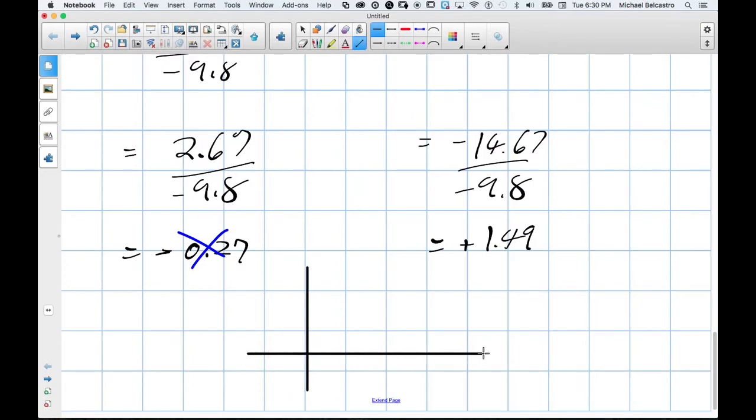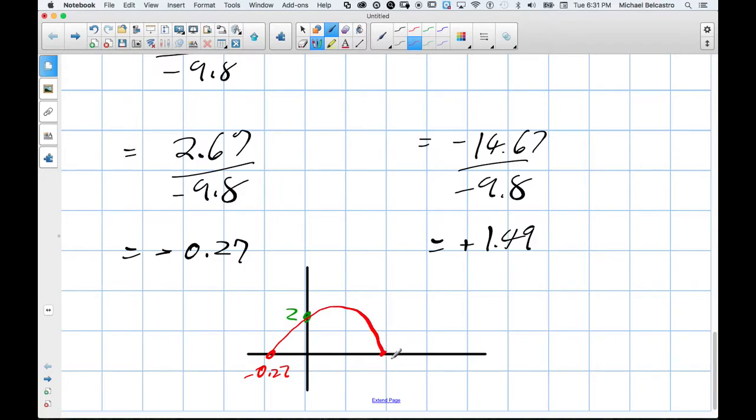Draw a rough sketch of what it's trying to say. Remember we said that the y-intercept was at 2. It says that one of the x-intercepts is negative 0.27. So really the ball's not hit till this point, so this stuff is irrelevant. Then the ball probably goes up, and then it comes back down and hits at 1.49. So this is the one that's going to be relevant to us, our 1.49. Okay, so that's when the ball hits the ground.